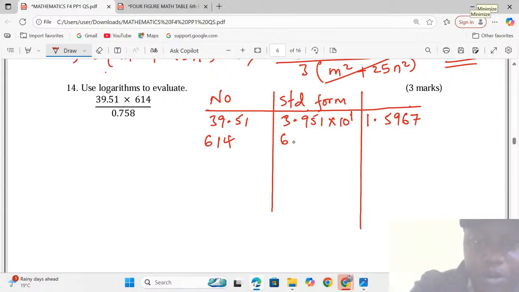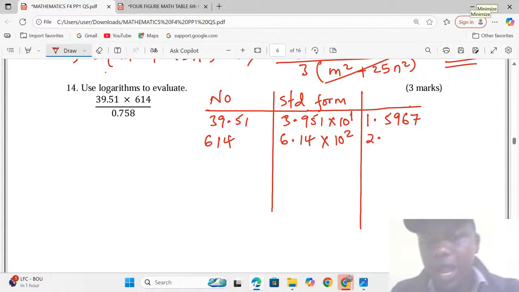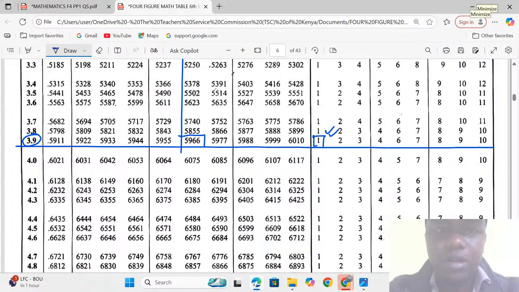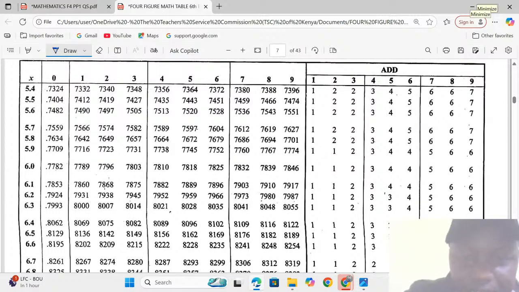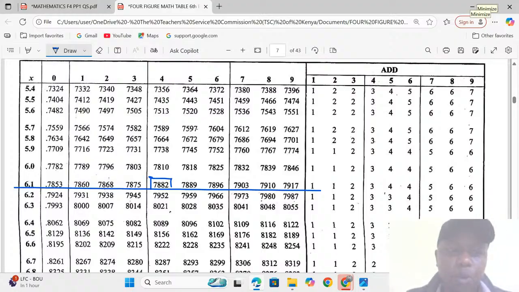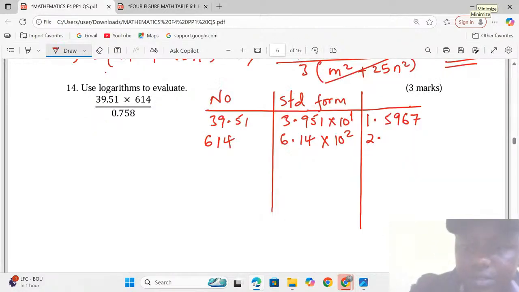The second part is 614. So I'm having 6.14 times 10 to the power of 2. So the logarithm should begin with 2 point. Now I'm talking about the logarithm of 6.14. So we start identifying 6.1 first. 6.1 is here, then 4. So we are having 7882.